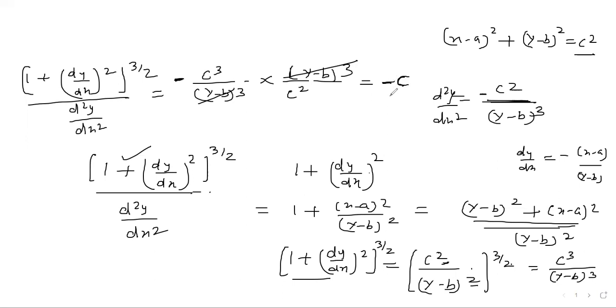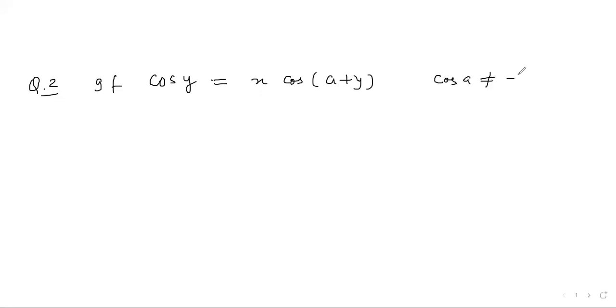Now let's consider the next question. Question number 2. If cos y equals x cos(a + y), where cos a does not equal −1, then we have to prove that dy/dx equals cos²(a + y) divided by sin a. This is also a very good question.